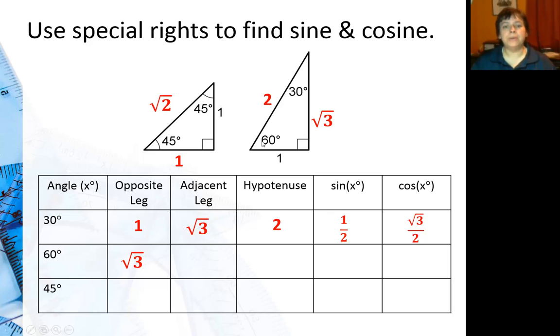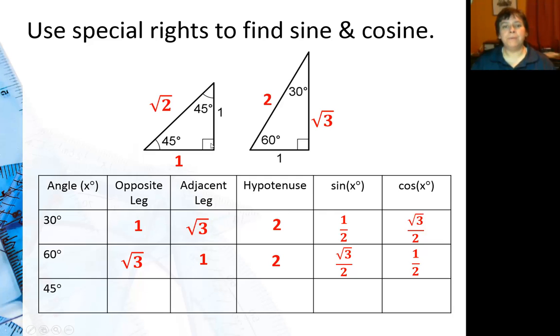For 60 degrees, the legs kind of switch. So you have square root of 3 is the opposite leg, and 1 is the adjacent leg. The hypotenuse is still 2 because it's the same triangle. And so when I do sine of x, I'm going to do square root of 3. So sine of 60, the opposite leg is square root of 3. Hypotenuse is 2. So I get square root of 3 over 2. For cosine, the adjacent leg is the 1. Hypotenuse is still 2. So I get 1/2.